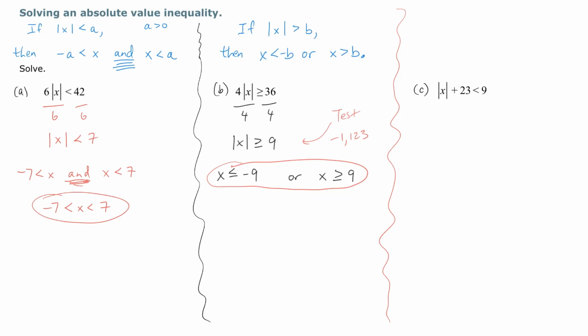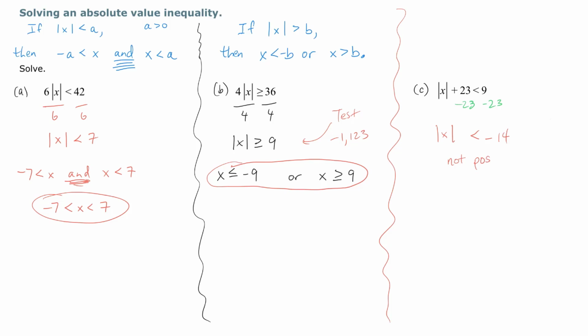The next one. Next example, if you subtract 23 from both sides, then you have the absolute value of x is less than negative 14. But what are all values of x such that the distance is less than negative 14? Well, this is nonsense. So this is not possible.